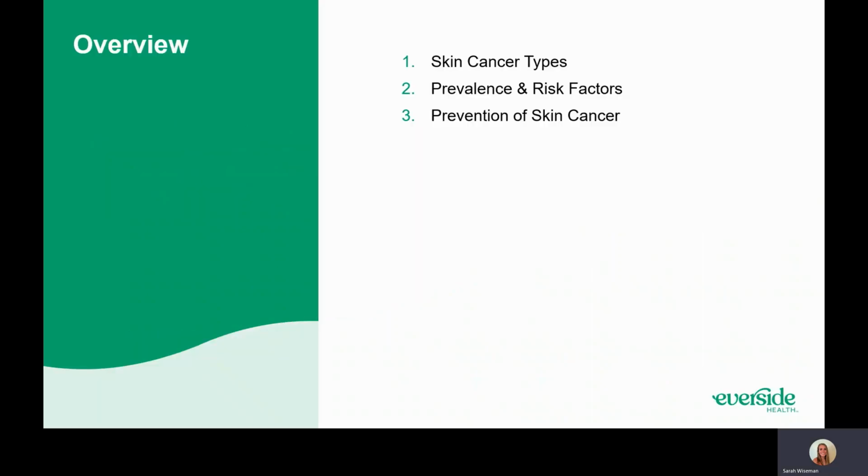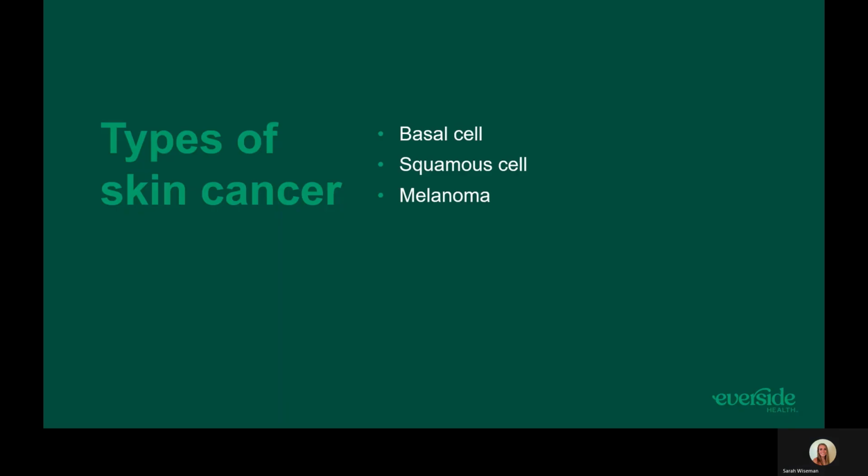Today we're going to be talking about different types of skin cancer, prevalence and risk factors for skin cancer, and how to prevent skin cancer. There are three main types of skin cancer: basal cell, squamous cell, and melanoma. These are organized from the least dangerous, basal cell, to the most dangerous, melanoma.